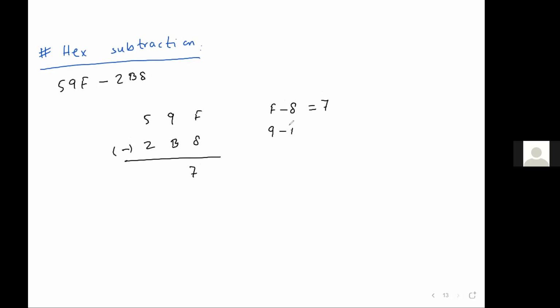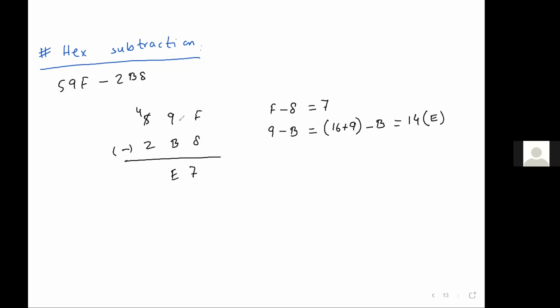Now we get 9 minus B. Now what will happen? We'll add 16 to 9 and then subtract. Exactly. So what we have to do, we have to add 16 with 9, then subtract B. So what will we get? In decimal, we will get 14. If you convert that into hex, you will get an E, isn't it? Yes, sir. So we will put an E, and this one will automatically become 4, isn't it? Because we have taken a 1 carry.